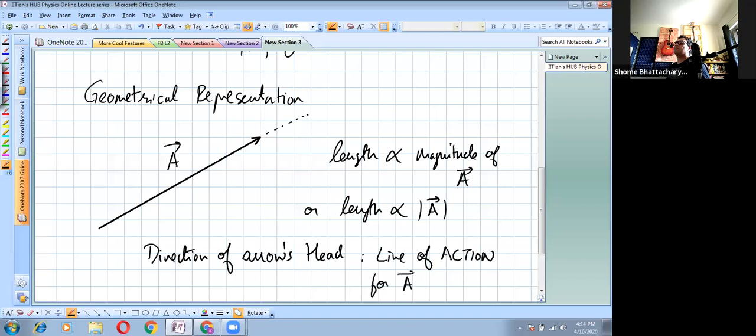So for example, if A is representing a force, that means the line of action along which the force is acting is that particular line where the arrowhead is pointing. If it's representing a displacement, then the actual direction of the displacement, or the line of action of the displacement, is nothing but that particular arrow. So that's how we saw that the same geometrical quantity, the arrow, represents two things for us. It represents the magnitude of the vector and it also represents the line of action or the direction.